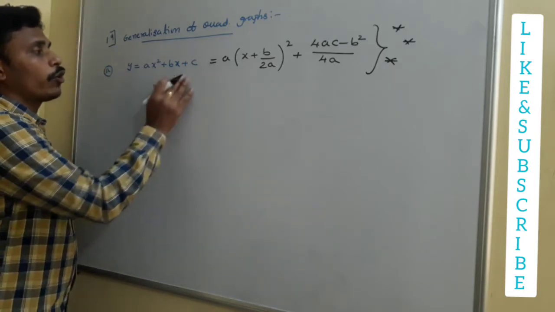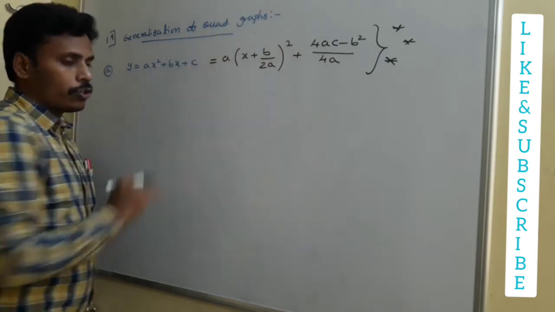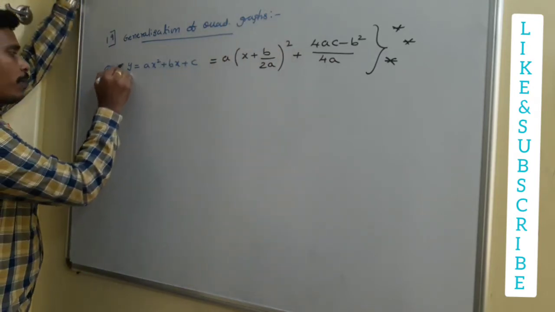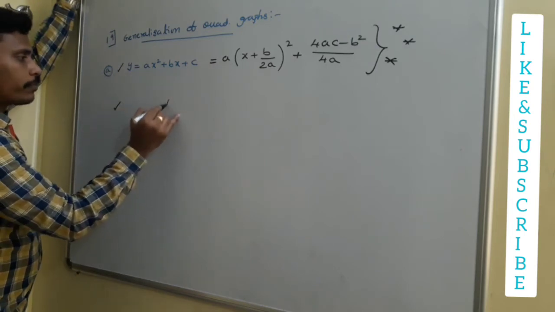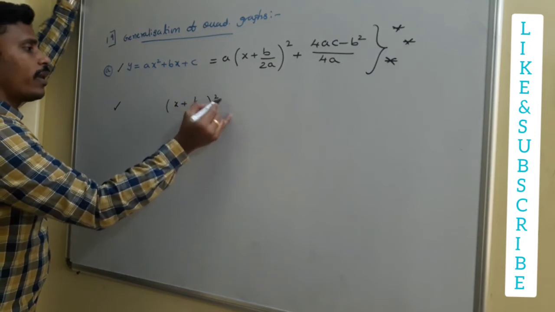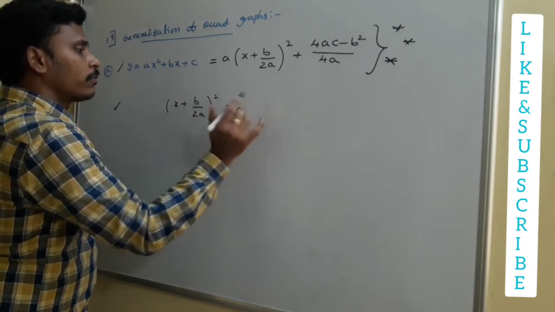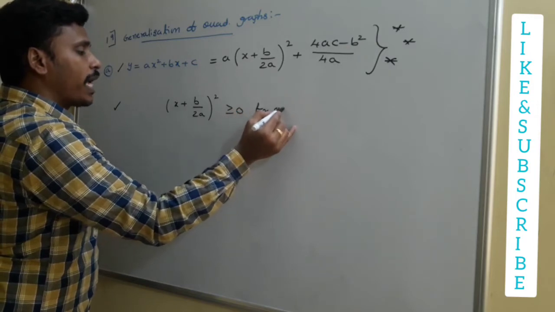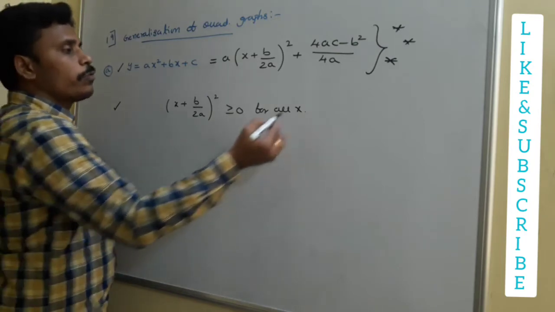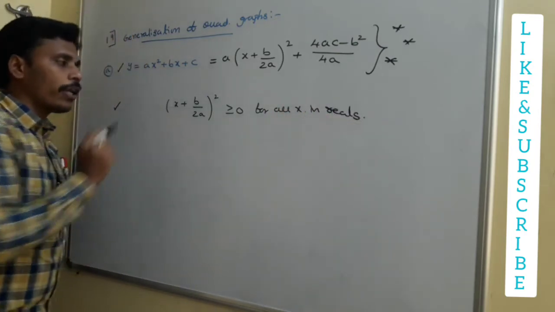Now what I am going to tell you is, see, this (x + b/2a) whole square is always positive. Any number to the power 2 is always positive. Keep this in mind: (x + b/2a)² is greater than or equal to 0 for all x. I am repeating, for all x, which belongs to the reals. Take any real number in the place of x.